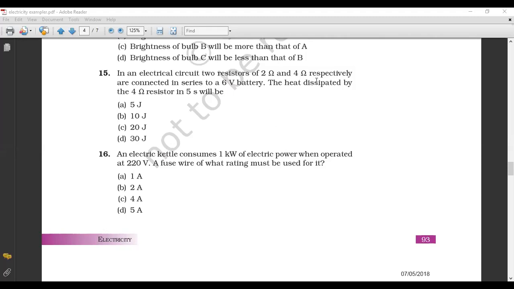So how to solve it? Let's see. What is given in this question? It is given that we have two resistors, 2 ohm and 4 ohm respectively. So there are two resistors. The value of the first resistor is 2 ohm and the value of the second resistor is 4 ohm.